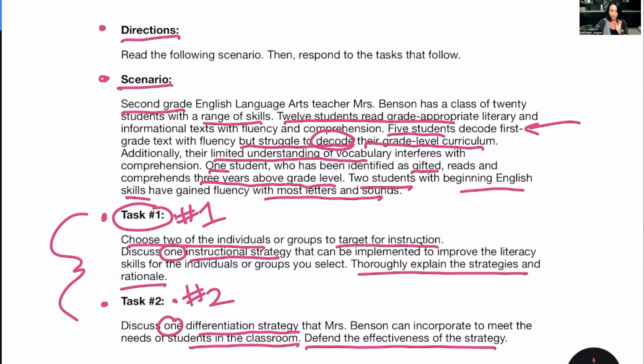That's who I'm going to use for task number 1. All right. And if I'm trying to choose what strategy I'm going to use, I am going to have to go to my study guide or my skills or whatever it is to remember what sort of decoding strategies we use when we're trying to help students.